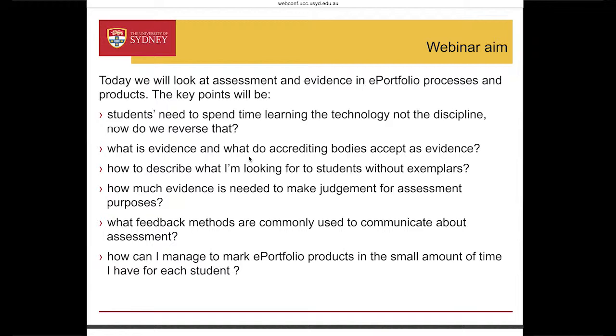What feedback methods are commonly used to communicate about assessment?